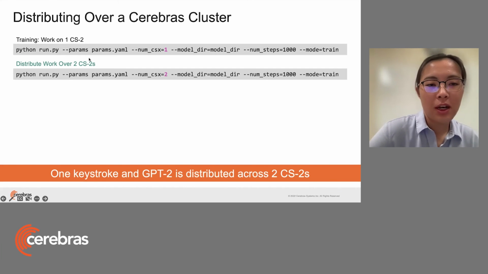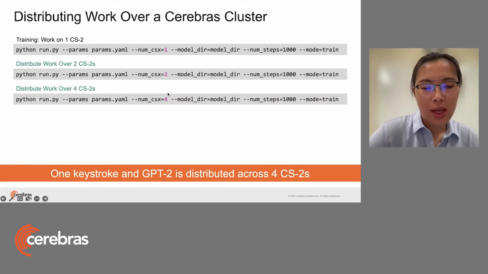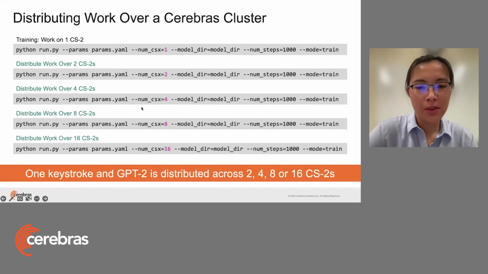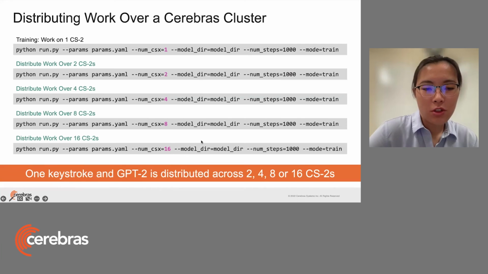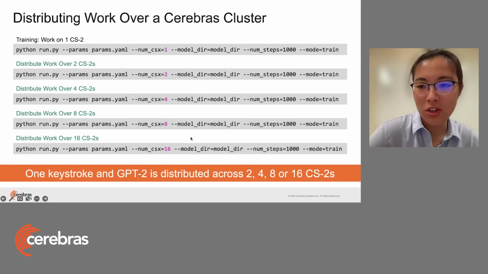So that was for work on one CS2. If you want to distribute work over 2 CS2s, you just change the num_csx number to 2. Then change this number to 4 if you want to distribute work over 4 CS2s. And then 8 and 16. With just one simple keystroke and number change, you'll be able to distribute work on 1, 2, 4, 8, and 16 CS2s.